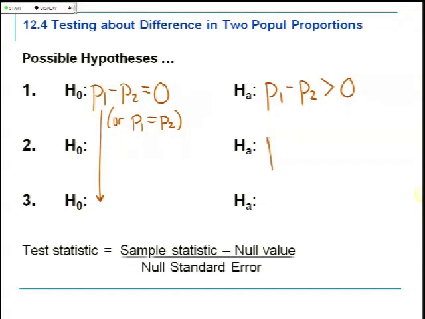Maybe you'd want to establish that the first rate is the smaller rate. Maybe smaller is better because this is side effects, less than zero. Or maybe you're trying to determine, is there any difference between men and women in terms of their rate for that particular characteristic? So a two-sided alternative.